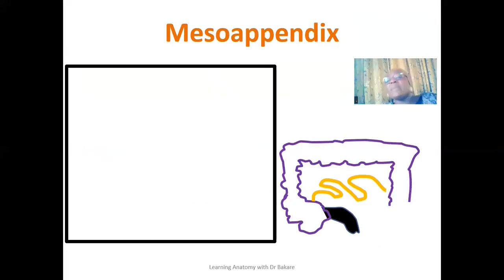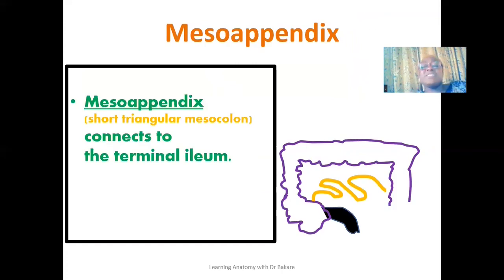So let's go to the mesoappendix. Mesoappendix simply means mesentery of the appendix. We know that mesenteries are formed as a result of intraperitoneal presentation of organs. And you see the mesentery of the appendix as a short triangular mesocolon. That is the short triangular mesentery of the colon. So this is what is presented here in this image, a short triangular mesentery of the appendix that is formed. And you see it connecting the appendix to the terminal region of the ileum. So this is what is presented here.